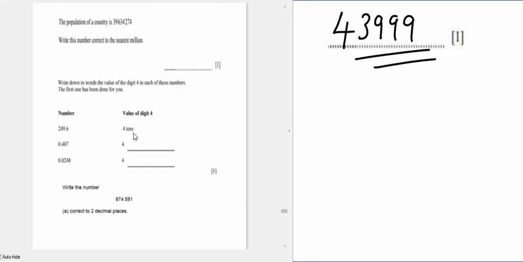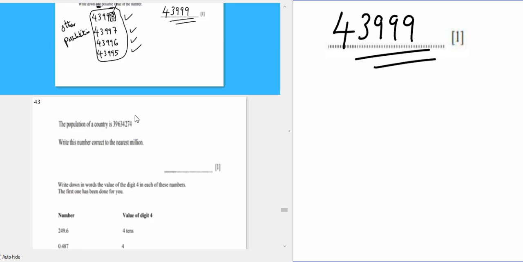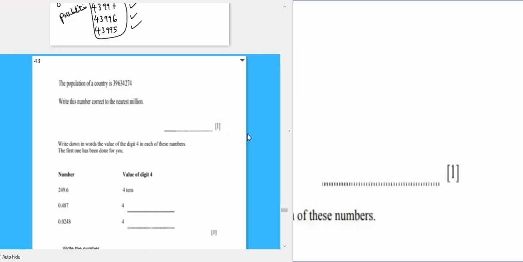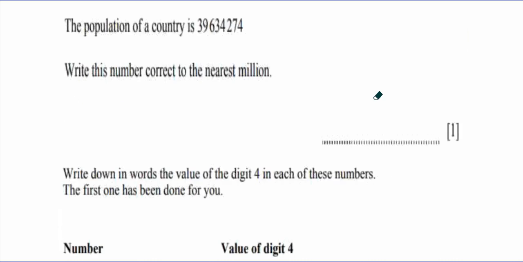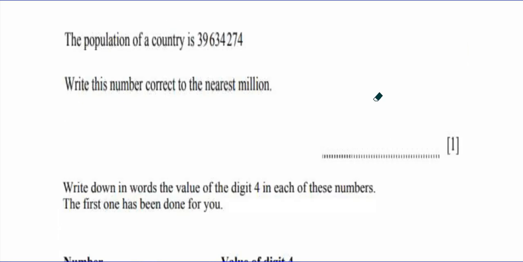Next is this question here. The population of a country is 139,634,000. Write this number correct to the nearest million. This you can try.